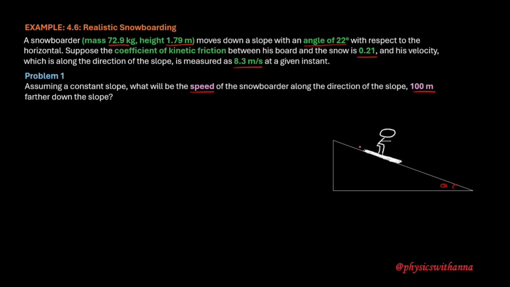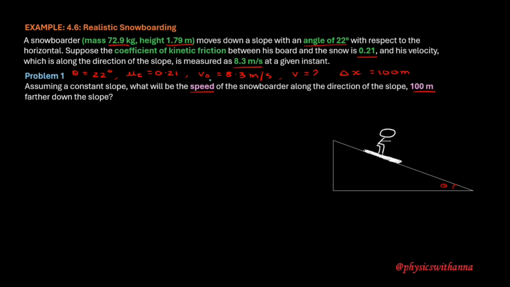So here we have a snowboarder who is moving down the slope, which can be considered as an inclined plane raised at an angle theta above the horizontal, where theta is 22°. Then the coefficient of kinetic friction mu k between the board and the snow is 0.21 and his initial speed v0 is 8.3 meter per second. We need to find what is his final speed v after he has moved a distance delta x of 100 meter further down the slope.